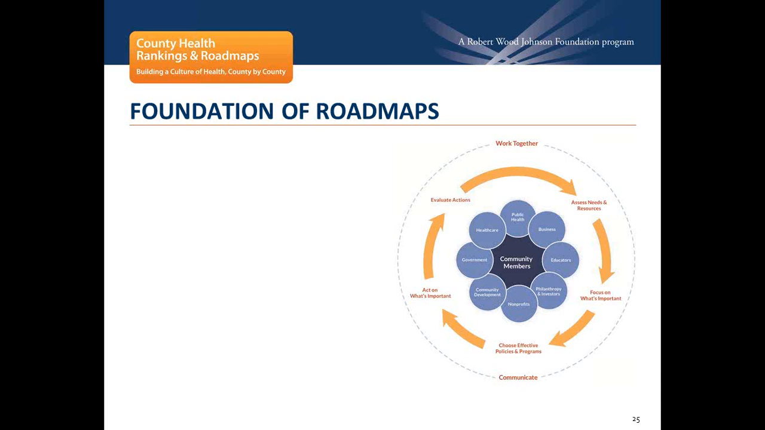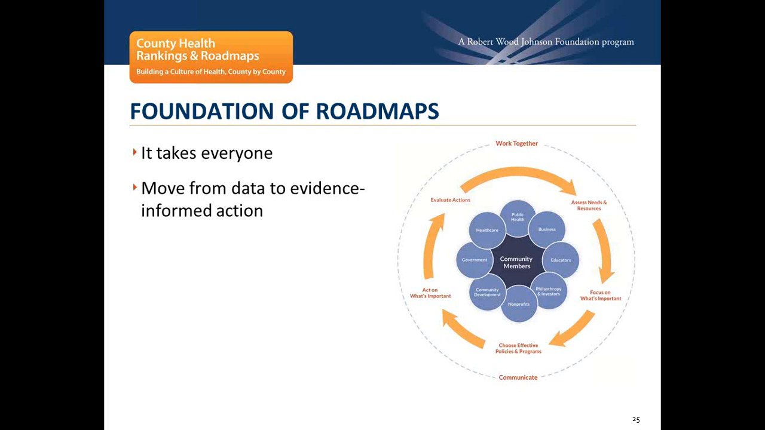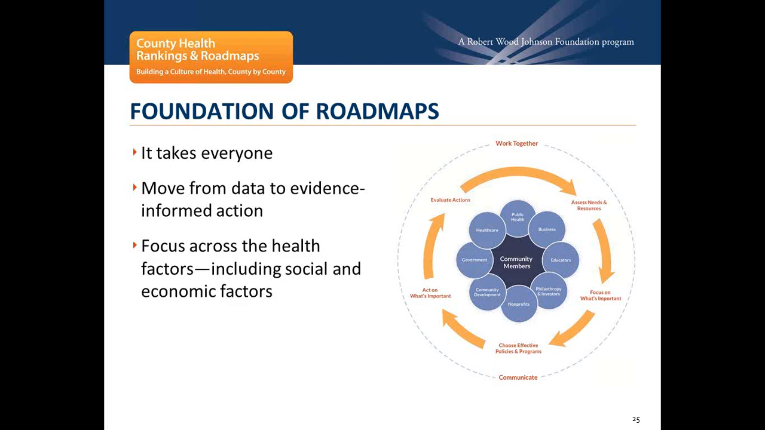We also just want to review some key foundations of the Roadmaps, and the Roadmaps really, again, look at taking everyone, all of us working together to improve health. We encourage people to move as quickly as possible from data to action and not get stuck drowning in data or analysis paralysis. We encourage communities to look to the evidence to inform action, and if you innovate, make sure to wrap in some evaluation into your plans. Keep focus across the health factors, including social and economic factors, and don't be afraid to take on policy, systems, and environmental change that in the long run can help create long-term change in health for adults and children in your community.